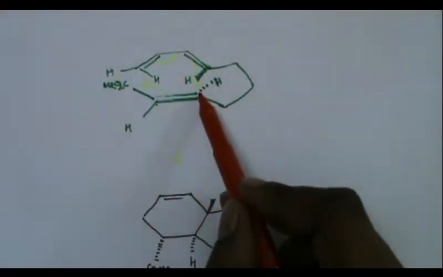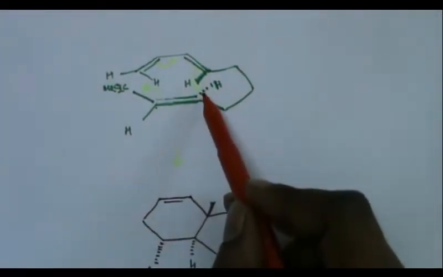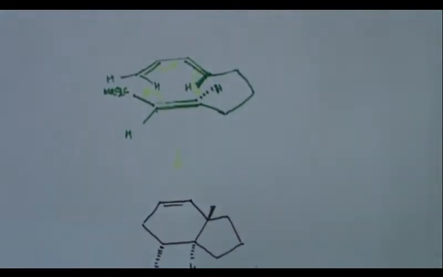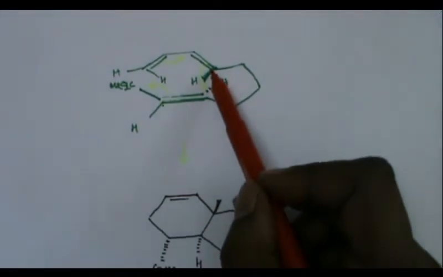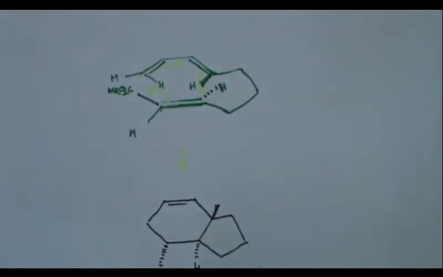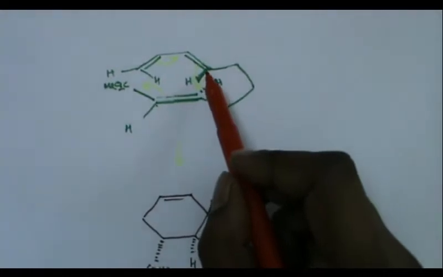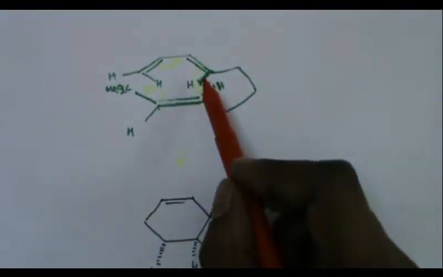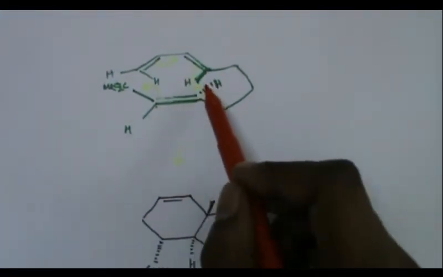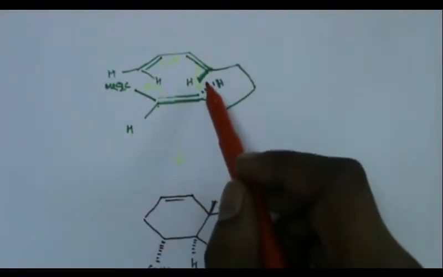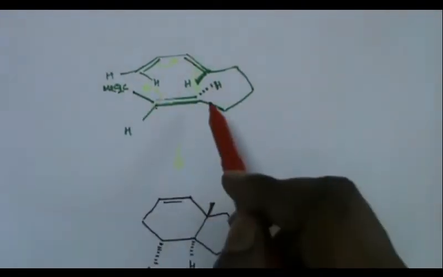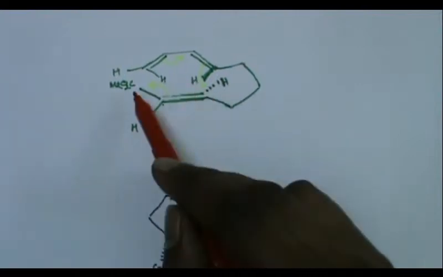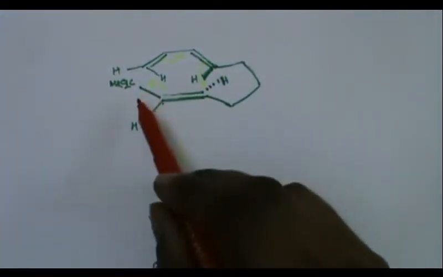Even though there is no chiral center here, I have given in dotted line to show that it is going behind the plane of the paper. Same way, this one, it is coming above the plane of the paper. So when I make a bond between this, the two hydrogens will be trans. The same way, this hydrogen and this CO2Me, they are cis. So in the product, they should be cis.